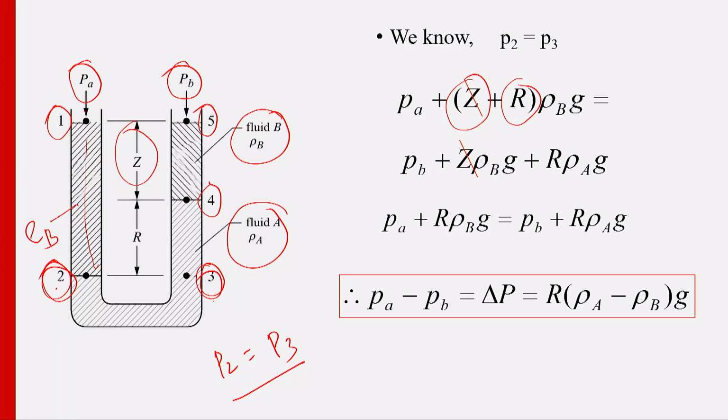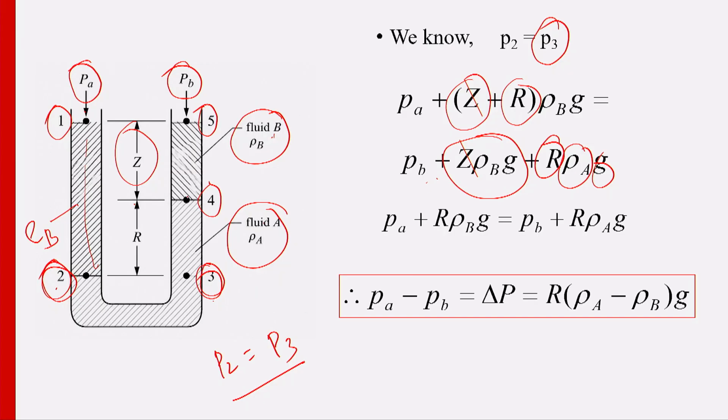So P2 is done. Now you take P3 at point 3, the summation of PB. Because we have two different types of fluids, the first is for rho B, so PB plus Z into rho B G. The second is for the difference, where the height is R but the density of fluid is rho A, then G. So we have to add this also.